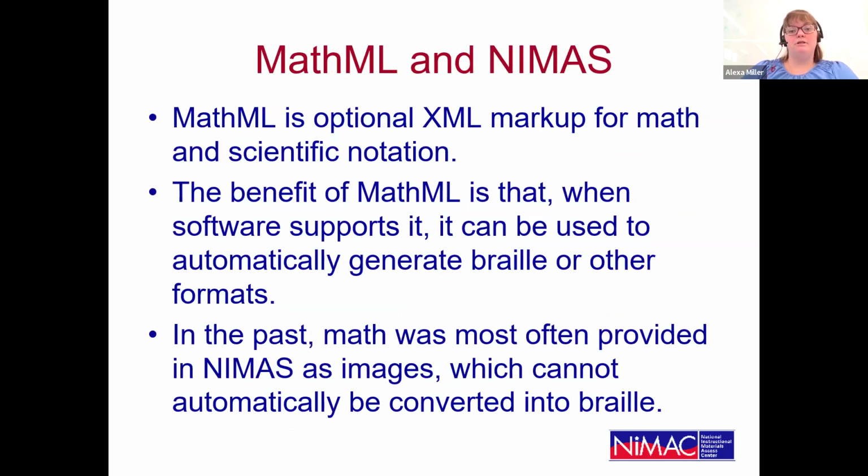And so we're going to change gears a little bit here. Liz mentioned MathML earlier. And so you may have been wondering what MathML is. You may not have encountered that yet. But MathML is an optional XML markup for math and scientific notation. And the benefit is that when it's used, it can automatically generate Braille. And in the past, math was provided as images, but MathML has made it so that we can generate Braille from it.